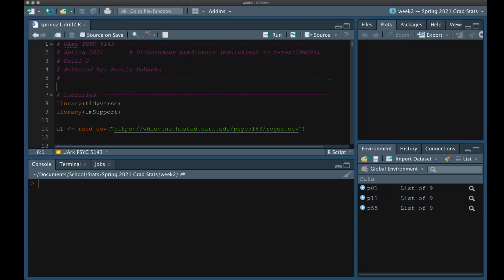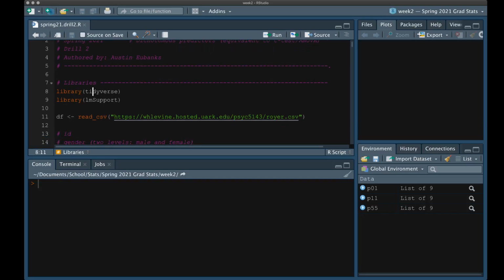How's it going, everyone? Welcome to the second drill. Today we're going to be talking about dichotomous predictors when we just have two groups, and so this will end up being equivalent to a t-test or ANOVA with a dichotomous predictor, as we'll see towards the end of this lesson.